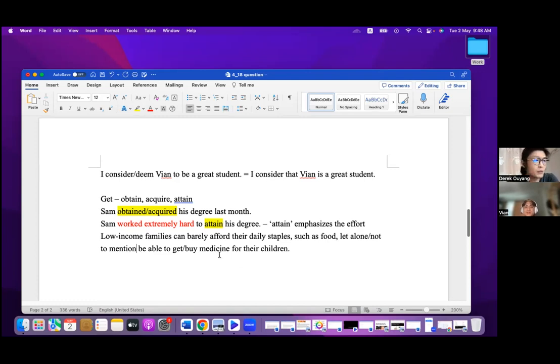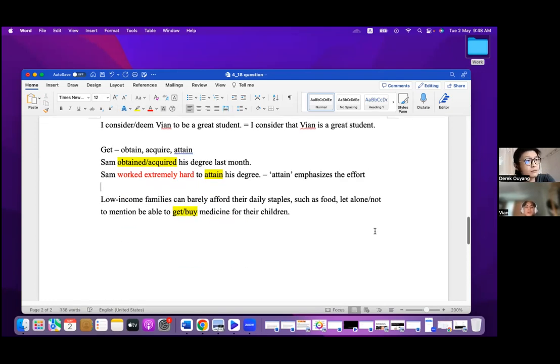Now of course here, because this get is a little bit different because we have to pay money for something, you cannot use obtain, you cannot use acquire, you cannot use attain. So which word do I change that to? Do you have any words? Most teachers will tell you use purchase. You know purchase, but don't use purchase. Purchase is not that good. I'm going to show you one word, and that word is procure. Procure means buy. So let alone be able to procure medicine for their children. This is the word I want you to use.